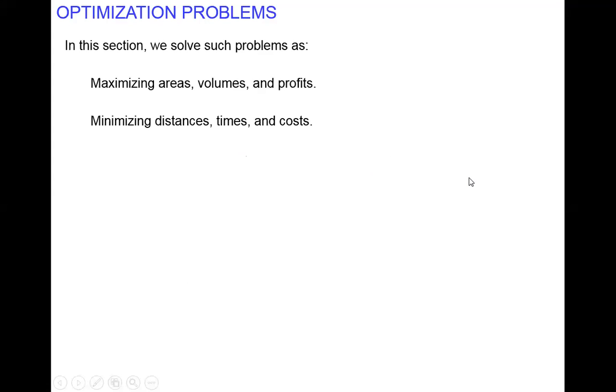Okay, that's what optimization is. It's an application of the derivatives, and optimization means that we will have a word problem and we have to find an optimal solution. And sometimes the optimal solution is, for example, maximizing something, maximizing areas, volumes, profit, yeah? Or let's say minimizing distance, time, cost. And that we can see, maximizing, minimizing.